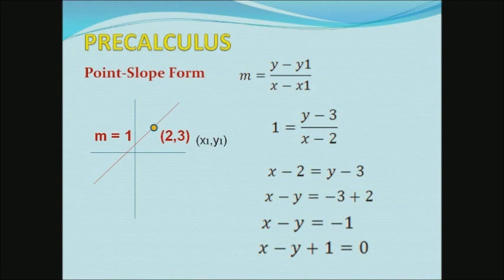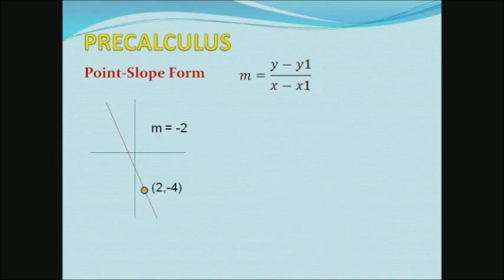So, this will now be our standard equation of the straight line. So, x minus y equals negative 1. And then, we will be having also x minus y plus 1 equals 0. And that is our general equation. So, transpose natin ang negative 1 from right side to the left side of the equation. At ang natira sa right side ay 0. That is our general equation.